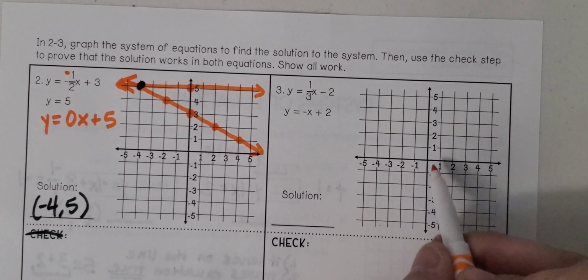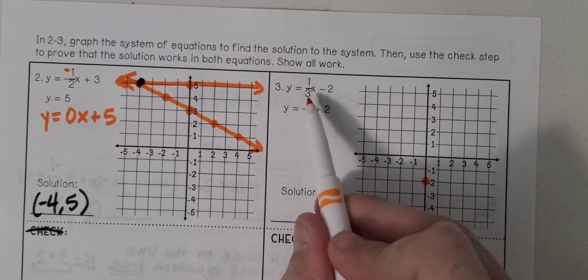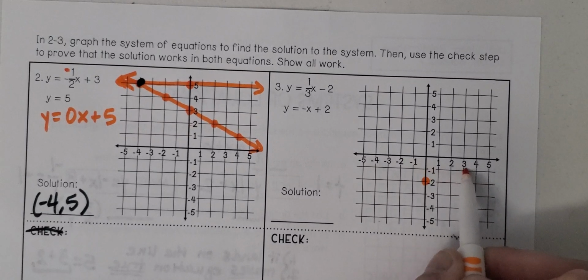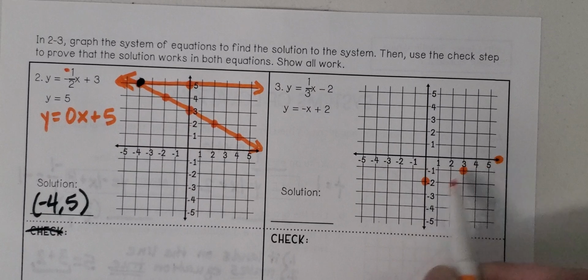On this next one, I am going to start at -2 as my y-intercept. I'm going to go up 1 and to the right 3 to find my solution point.